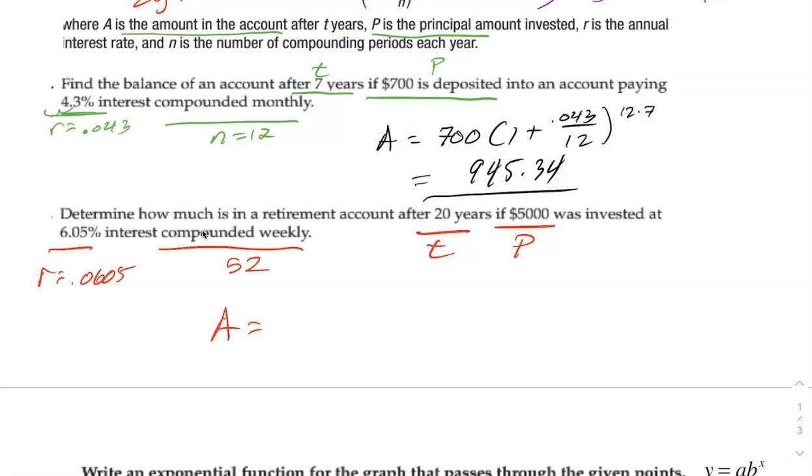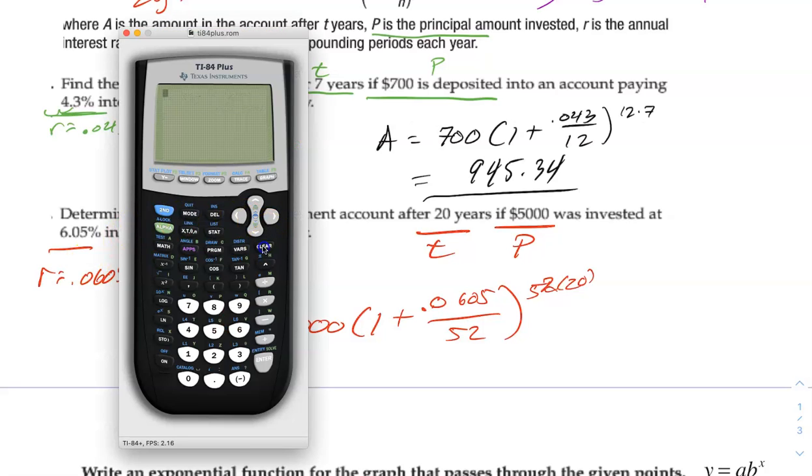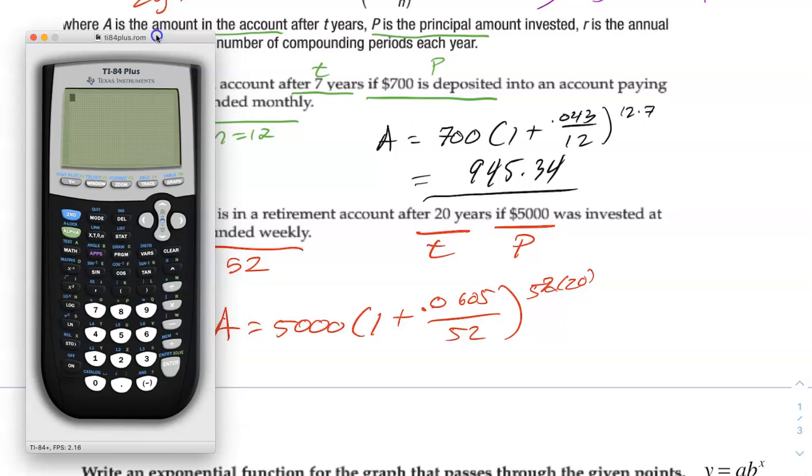So same idea, but new numbers. 5,000 times 1 plus 0.0605 over 52, to the power 52 times 20. So we'll hold it in there for 20 years. So let's bring up the calculator again. This time, I'll move it over here so you can see it better.